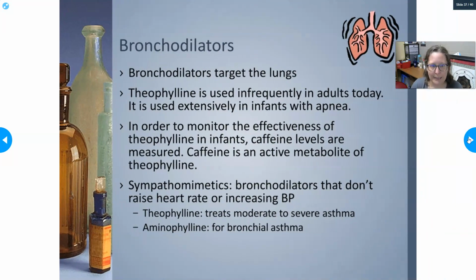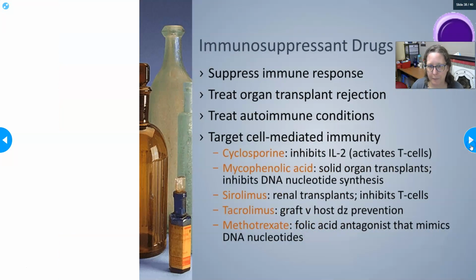Next, we have the bronchodilators. They target the lungs, so this was for our case. So again, theophylline is used infrequently in adults, but it is used extensively in infants with apnea. In order to monitor the effectiveness of theophylline in infants, we do caffeine levels because caffeine is the active metabolite of theophylline. These are sympathomimetics, which means they are bronchodilators that don't raise the heart rate or increase the blood pressure. You have theophylline and aminophylline, and they're both used to treat asthma.